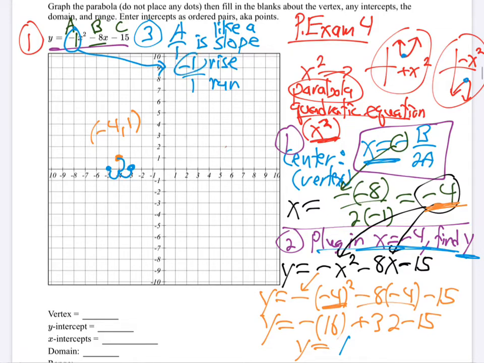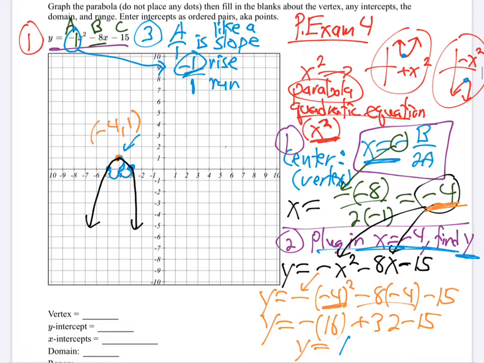So you go down 1, rise is negative 1. So from the center here, I started with the center. From the center, I go down 1, and over 1 both directions. So down 1 and over 1 both directions. That's going to be another point, and then just make your parabola go right through those 2 points, and you got it. There's the graph of the parabola. So that's all you need to graph the parabola.